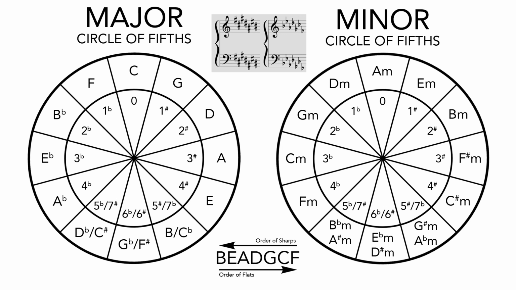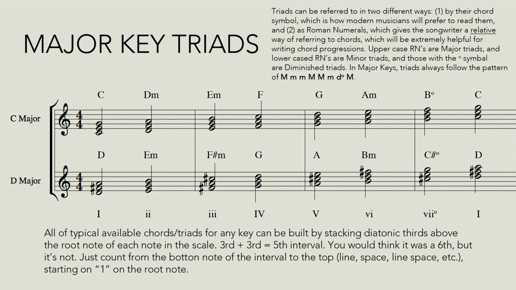In previous videos, we've been using the circle of fifths to figure out scales, then stacking thirds and fifths on each note of the scale to figure out all of the triads or chords within a particular key. But what if you wanted to be able to create any chord independently of the circle of fifths? Well, that's what I'm going to show you today in this video.